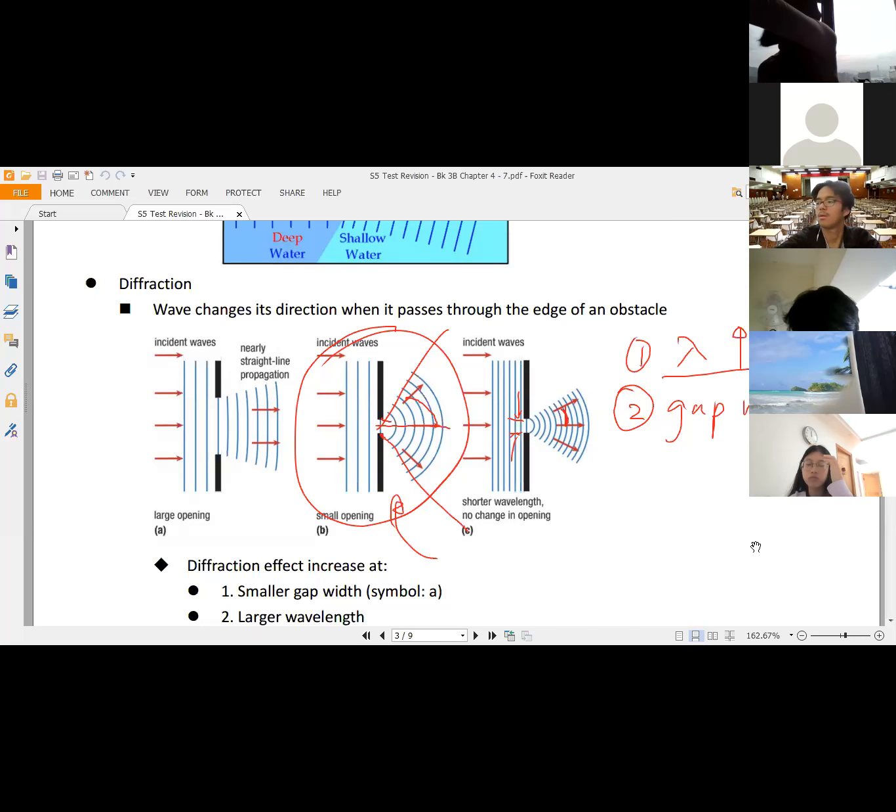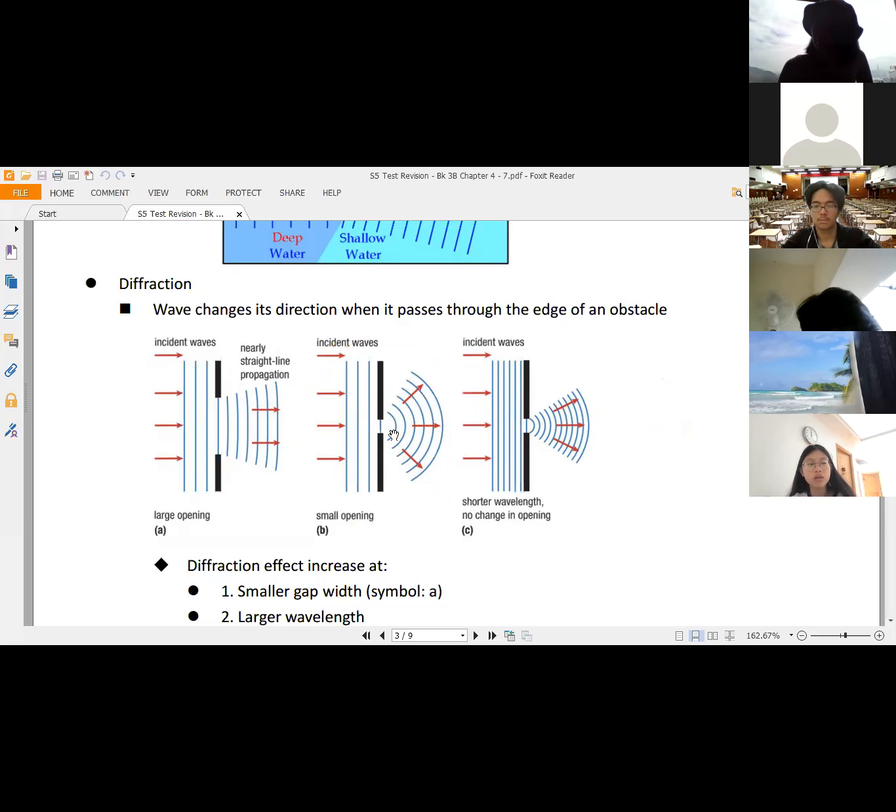Okay. So the question we ask here: how would the diffraction effect be changed? You may compare these two factors. Always look at these two factors. Okay, let me clear this.